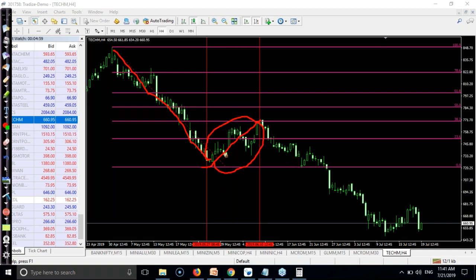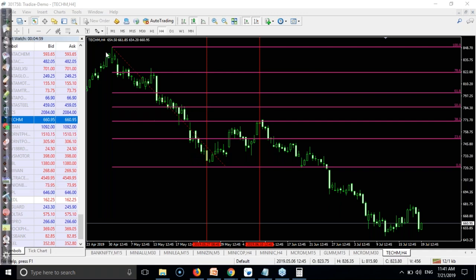Let me draw some lines here to find the support. That means in a large time frame the market is in a downtrend, and in a small time frame it is giving a retracement. So we need a resistance line. Suppose the market was in a downtrend, so I want to draw some resistance lines here.